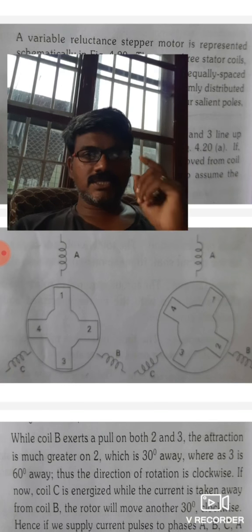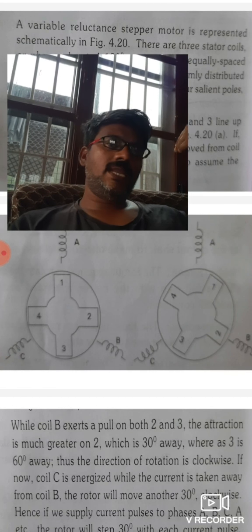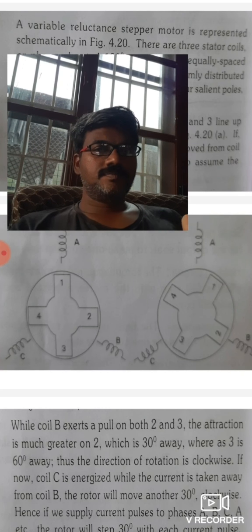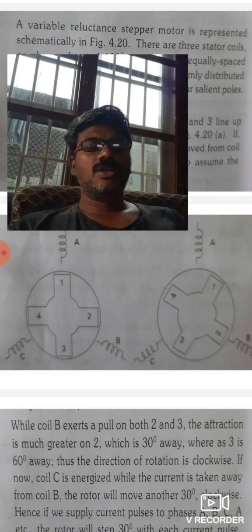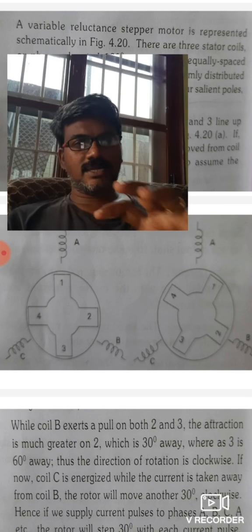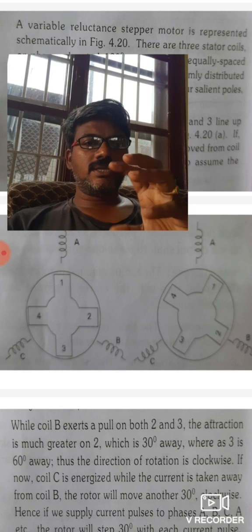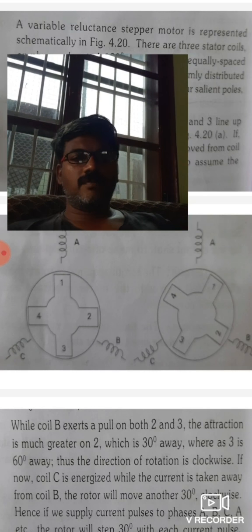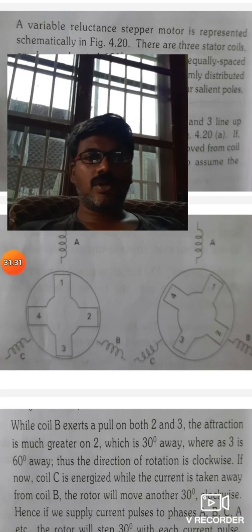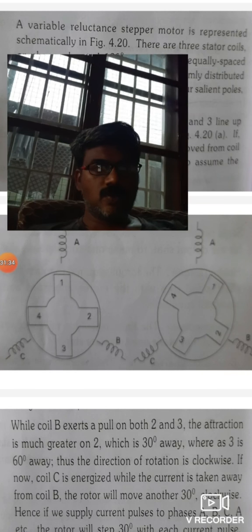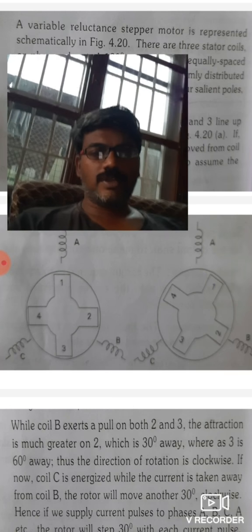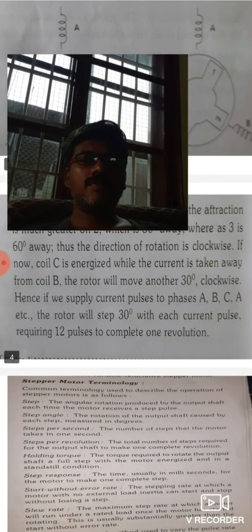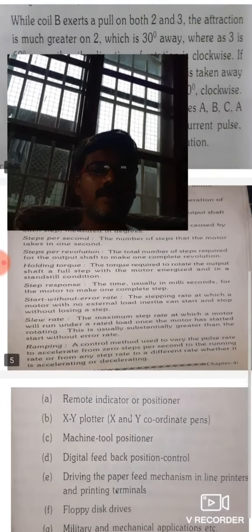For giving 12 pulses in the sequence, first A, B, C, again A, B, C, again A, B, C. In the sequence, if you give the pulses, then the rotor rotates step by step by 30 degrees. In 12 pulses, the rotor will complete one revolution. Right? But in 12 pulses, it completes one revolution.